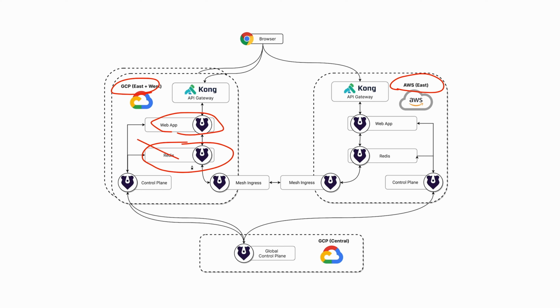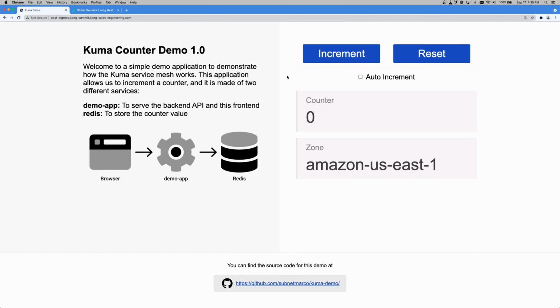We'll then simulate a failure to show how the mesh automatically reroutes traffic to other regions to maintain uptime and availability, all without manual intervention. And with that, let's get to it. Here is our counter application.